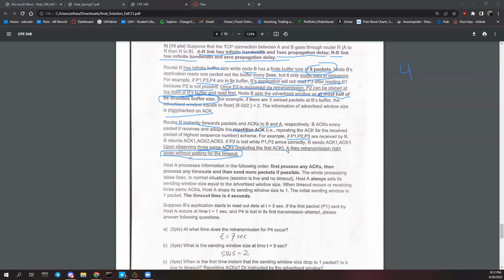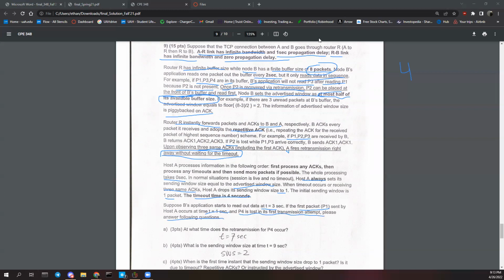All right. Host A processes information in the following order. First process any ACKs, then process any timeouts, and then send more packets if possible. The whole processing takes 0 seconds. In normal situations, session live and no timeout, host A always sets its sending window size equal to the advertised window size. When timeout occurs or receiving 3 ACKs, host A drops its sending window size to 1. The initial sending window is 1 packet. The timeout is 4 seconds. Suppose B's application starts to read out data at t equals 3. The first packet, P1, is sent by host A at time 1, and P4 is lost in the first transmission attempt. Please answer the following questions.